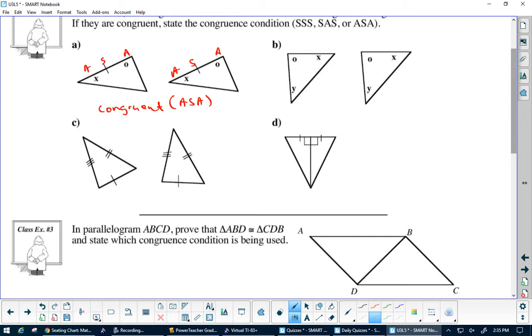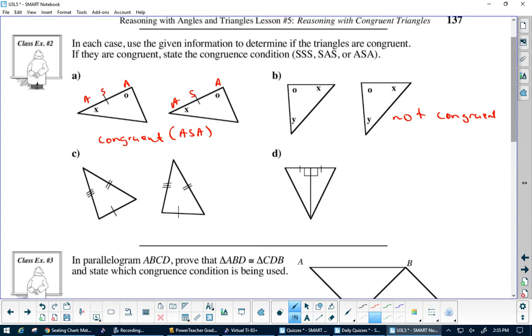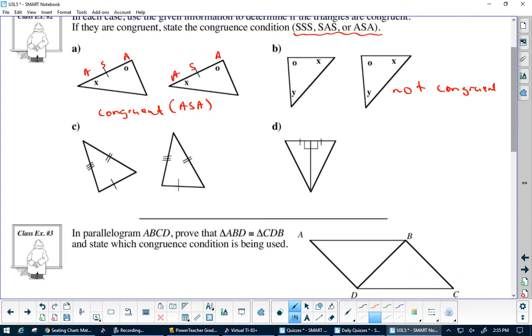How about B? Nope, not congruent. Remember, you only have these to pick from: side, side, side, side, angle, side, or angle, side, angle. That gives me no sides, right? So we don't know. This could be a little bigger than this one. It even kind of looks like it is. And I could draw the same exact triangle with those angles, right? That would be O, that would be Y, my X would be over there. That is not congruent. And yet I've done all the angles the same.